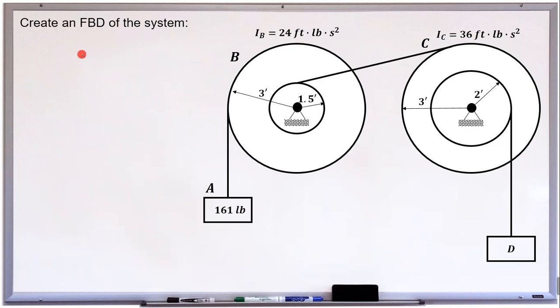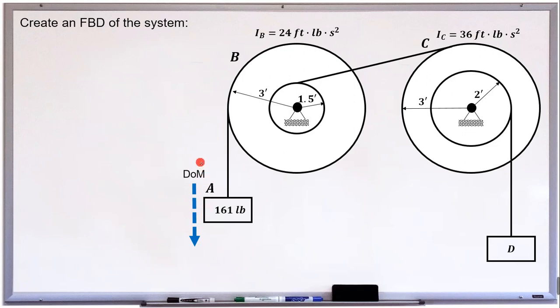So the first step is to create an FBD of the system. This is our system again. Now let's start with the direction of motion. This is the direction of motion of our block A, which is downward. I refer my assumption from the problem statement, because it was stated there that A attains a downward displacement equal to 12 feet. So the direction of motion for A is downward.